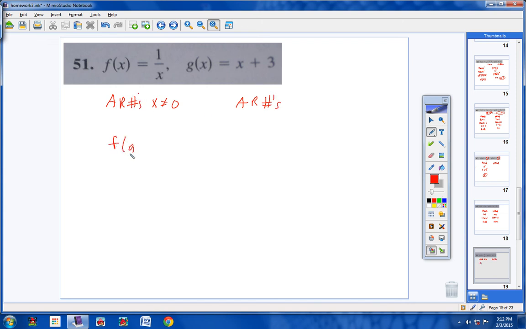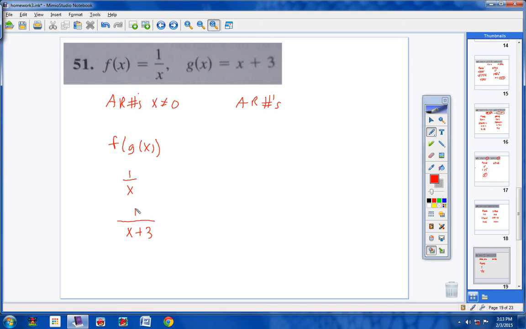F of g of x would be, f comes first, which is 1 over x. Then where the x is, we put a big parentheses and we put x plus 3. Okay, so there we go. So the domain, well, first of all, this would be my composition, okay? So the domain would be, think about this for a second. Again, you have to go with what this says, not the domain of what this would be here, okay? So the domain for this would be all real numbers not equal to 0, okay? And again, it's going to be where the intersection of these two domains are, alright?